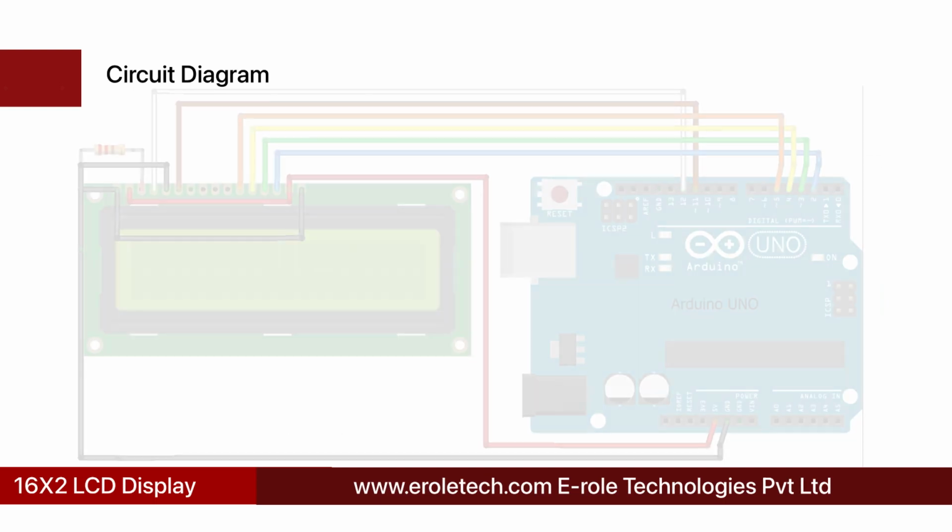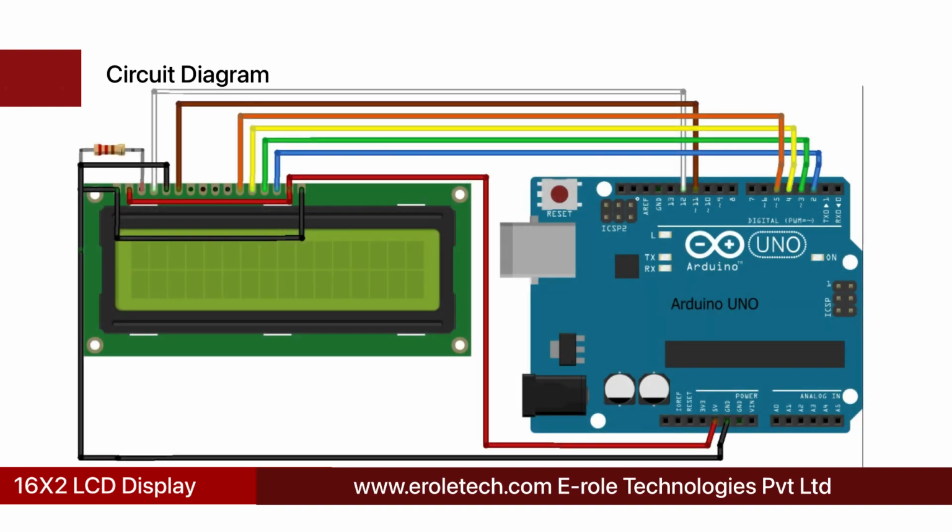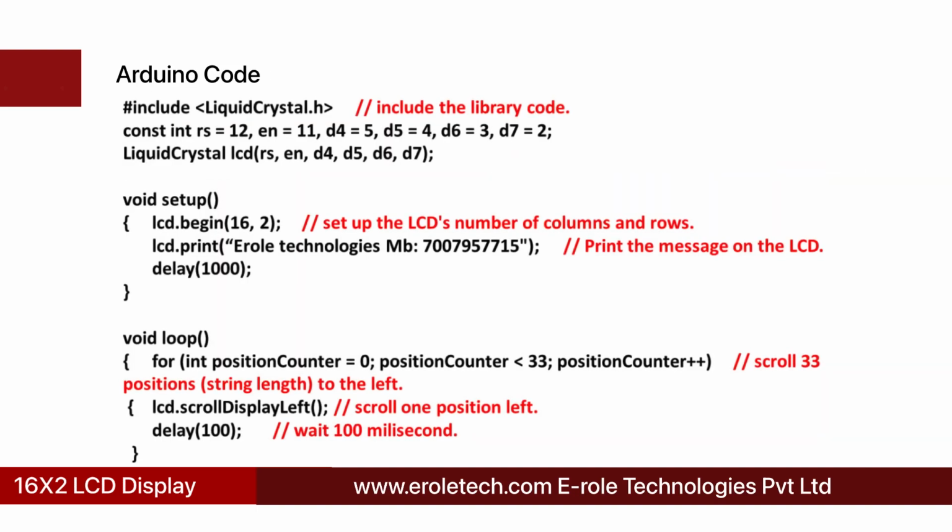We have connected pin number 1, 5, and 16 with the ground pin of Arduino, and pin number 2 and 15 with the 5V. Pin number 4 of LCD is connected to pin number 12, and pin number 6 of LCD is connected to pin number 11 of Arduino. Pin 7, 8, 9, and 10 are not used. Pin 11, 12, 13, and 14 of LCD display are connected to pin 5, 4, 3 and 2 of Arduino respectively. This is the code of this project.